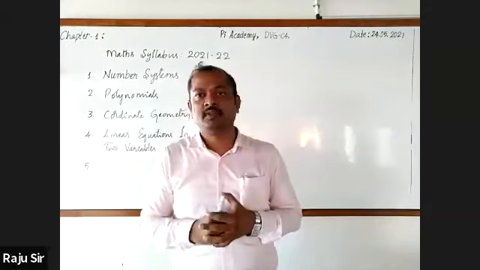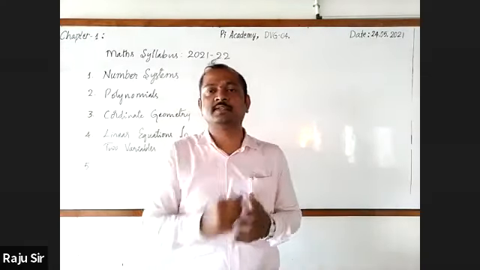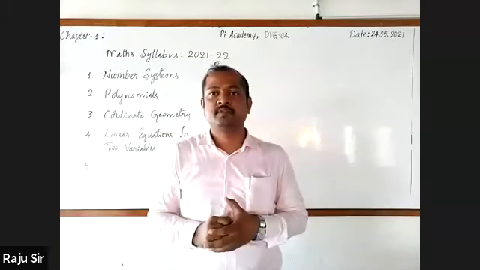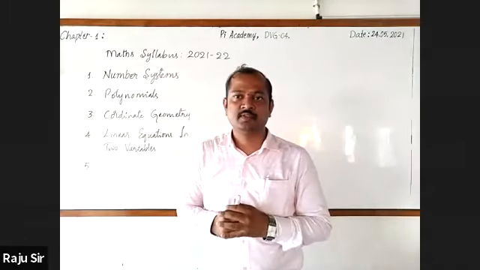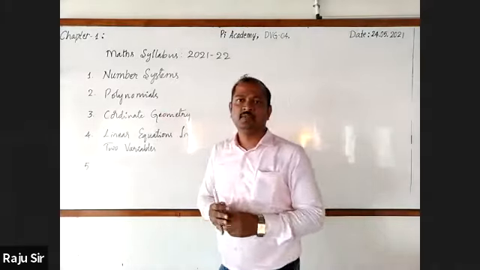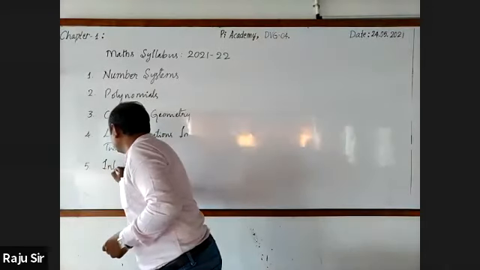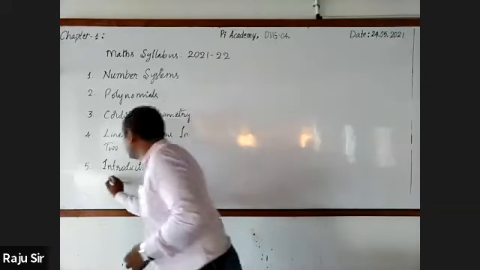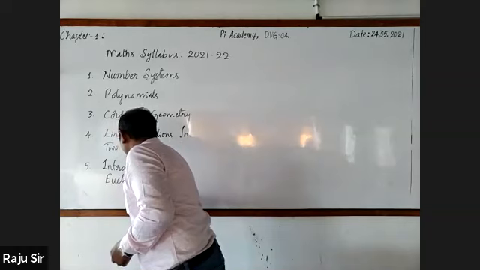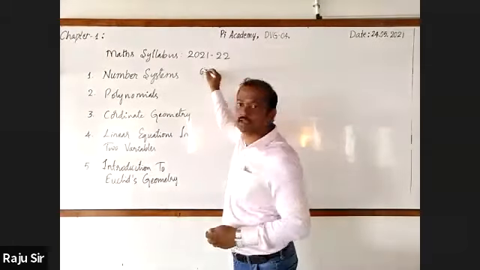And one of the great mathematicians who belongs to Greece has given a lot of information to the field of geometry, and he is considered as the father of geometry. Do you know who he is? He is Euclid. So here the 5th chapter is Introduction to Euclid's Geometry. Introduction to Euclid's Geometry. Again, leave space.